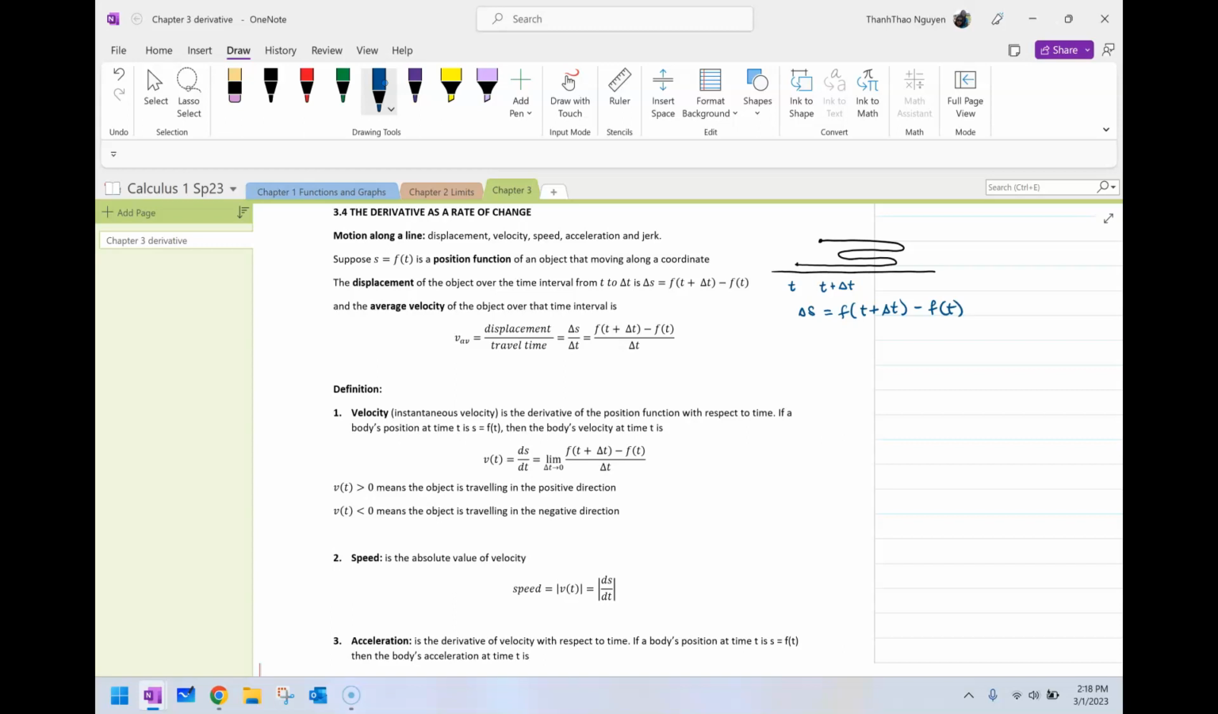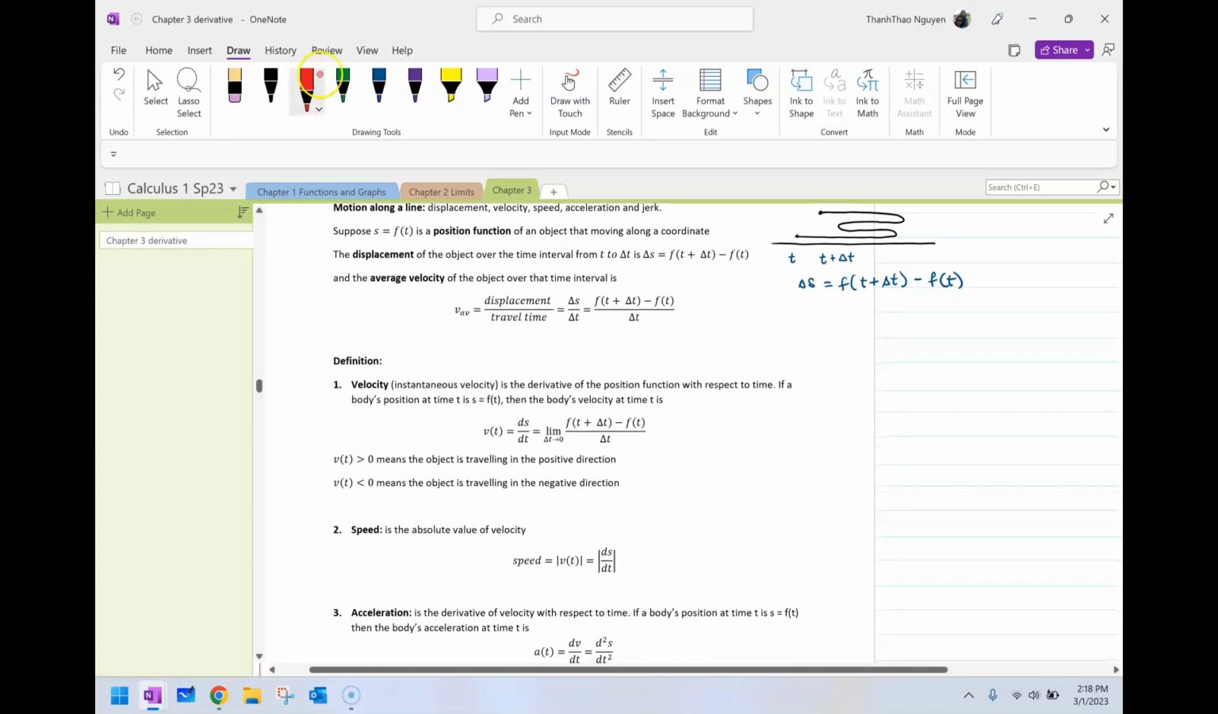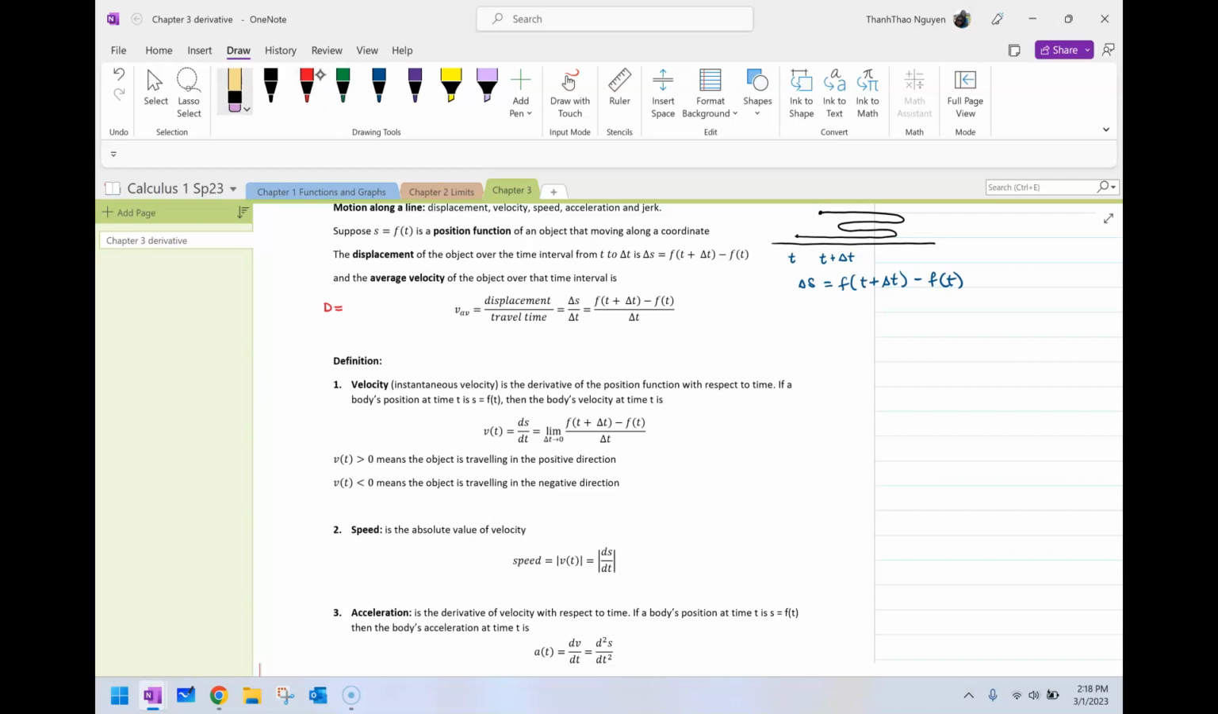The average velocity is equal to the displacement divided by the time it takes to travel. This formula is based on the formula distance equals rate times time, or distance equals velocity times time. So velocity equals distance divided by time, or the displacement divided by the time traveled.